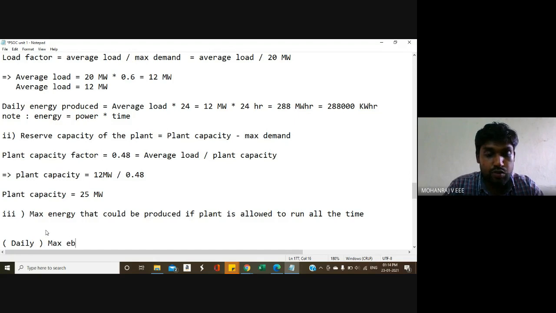Max energy can be produced if the plant is running for 24 hours, because in a day you have 24 hours. It is equal to, very simple, that will be equal to... I am going to calculate this for daily.